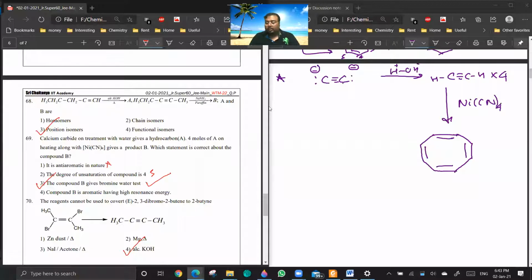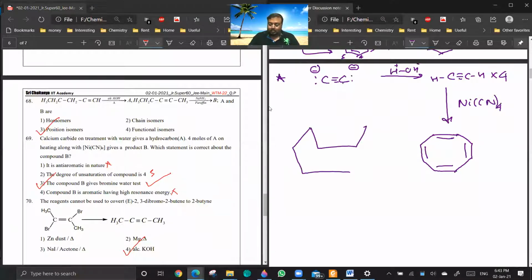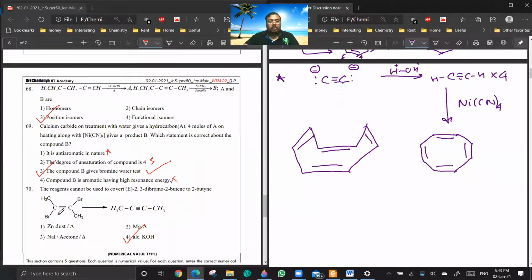It does not have high resonance energy because it is a non-conjugated molecule. It's a non-planar molecule. Something like this, right? So the double bonds are not in the single plane. Are you getting a point? Yes, sir. Okay, so 69 is done. Next is 70. 70 is a doubt.